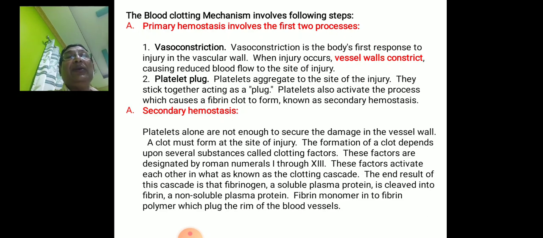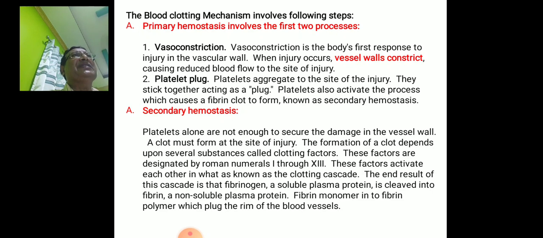Now, platelets alone are not enough to secure the damage in the vessel walls. A clot must form at the site of the injury. The formation of the clot depends upon several substances called the clotting factors. Already I have mentioned 13 factors are there. These factors are designated by Roman numerals from 1 to 13. These factors activate each other in what is known as the clotting cascade, a cascade of reactions, one after another.